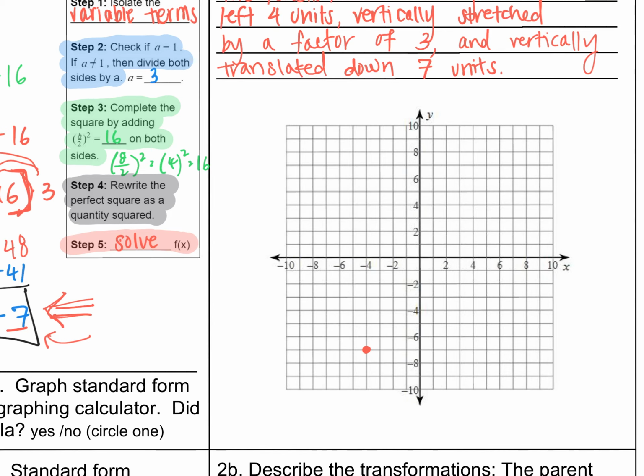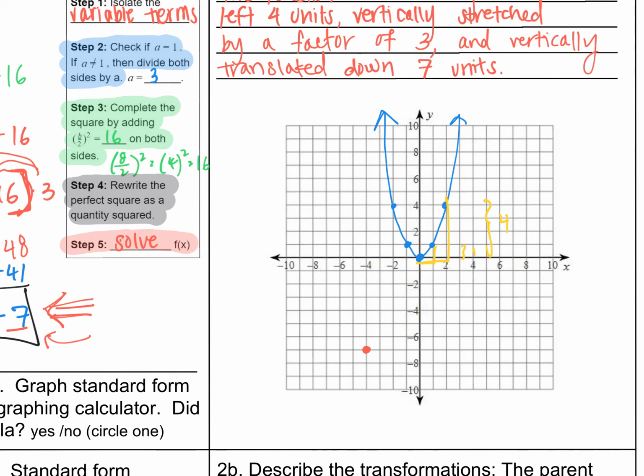It might also help to have my parent graph. My parent graph always has a vertex at 0, 0, points at 1, 1, and 2, 4 that reflect to the other side. And I want to keep in mind the motion that I'm following to graph it, right? So from the vertex, I go to the right 1 and up 1 to get to my first point. So I'm going up 1 here. To get to my next point, I go to the right 2 and up 4. So I'm going up 4 here.